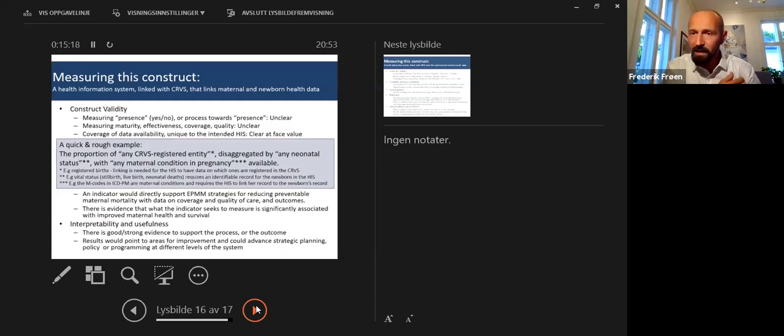Let me give you one quick example of what I mean. If you ask for the proportion of any CRVS registered entity, for example, birth, you ask for the proportion of birth disaggregated by any neonatal status, so health status of the newborn, for example, vital status in stillbirth, live birth, neonatal death. You ask for the proportion of stillbirth, live birth, and neonatal death with any maternal condition in pregnancy. This could be, for example, the proportion of live birth and stillbirth in which the mother had preeclampsia, eclampsia, severe or moderate hypertension in pregnancy.